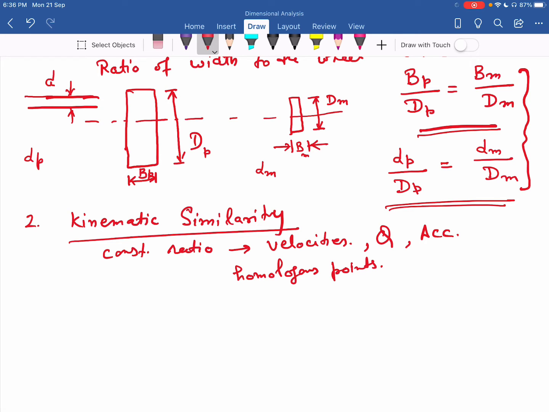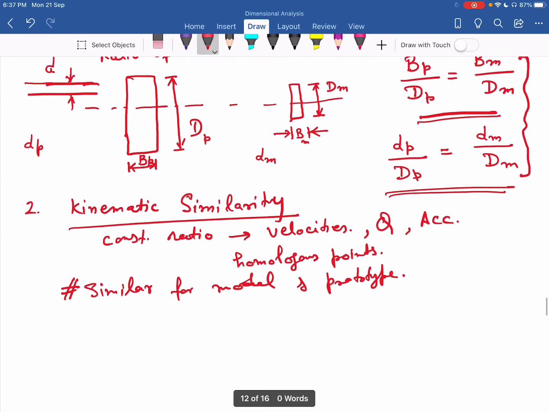So for the velocity triangles of model and prototype, because their directions are the same and angles are the same, we can call the velocity triangles similar for model and prototype.